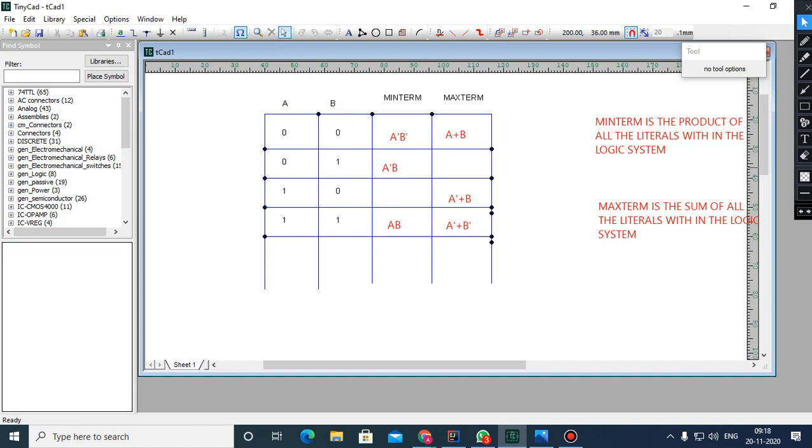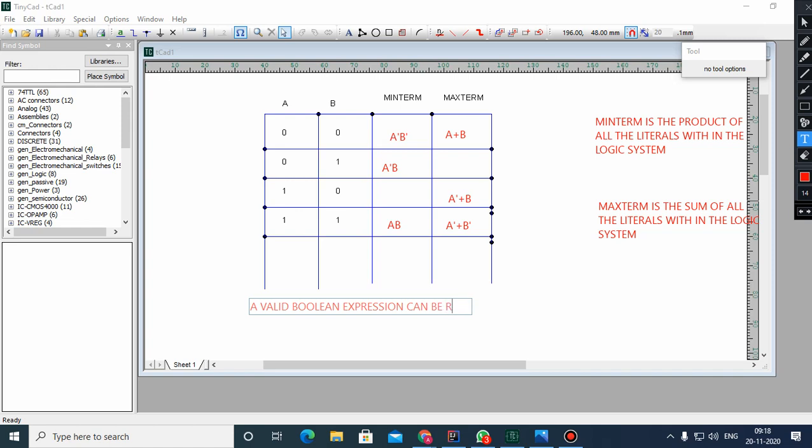Class 11th, Kaustubh Agarwal. Now one more thing, children: any valid Boolean expression can be represented by either maxterm only or minterm only. We cannot combine both these terms together.